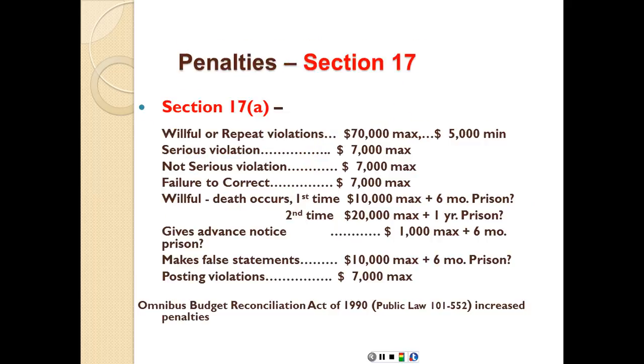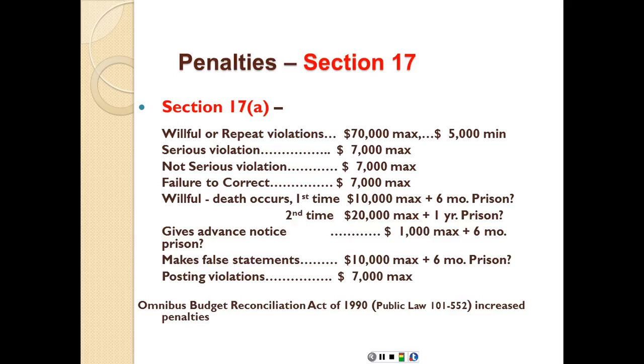Now, the final thing is penalties. Under Section 17, and as we're going to learn later on, there are different levels of penalties under the citations. So we have something called a willful or repeat violation. If you have been cited before, and you are cited again for the same citation, now this is a repeat violation. And OSHA is very strict.